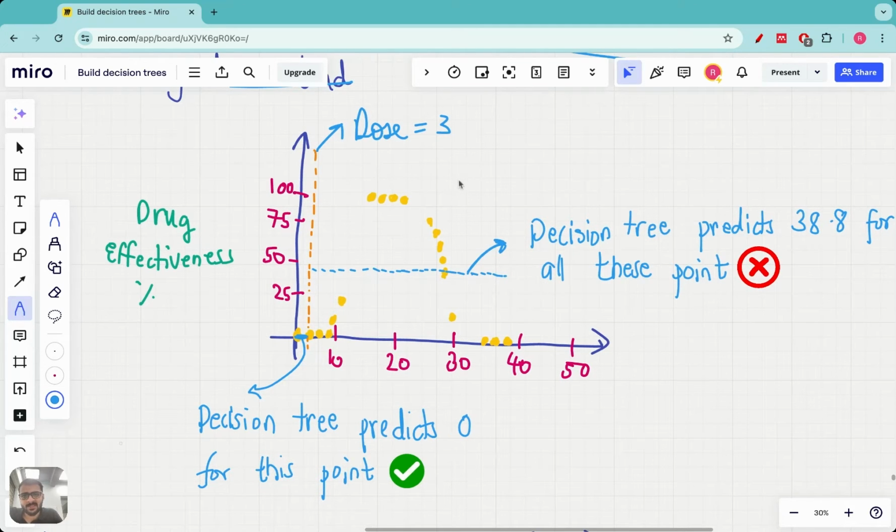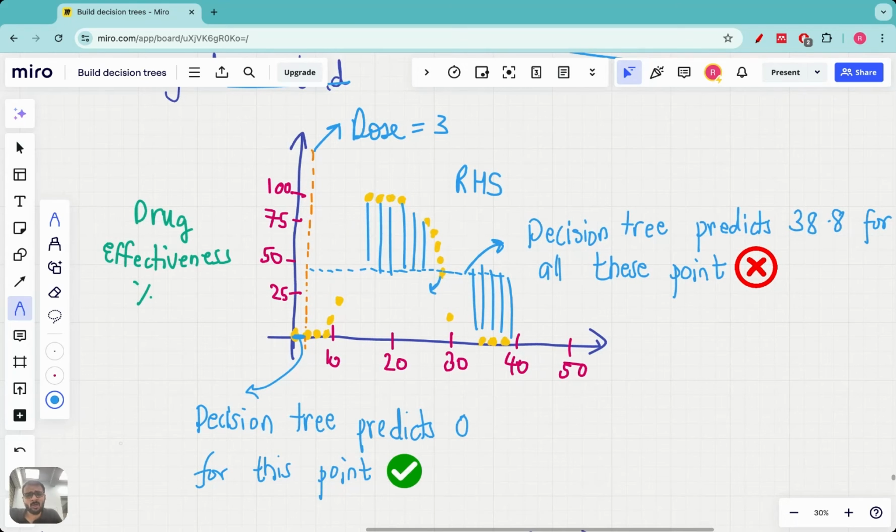Now take a look at the right hand side. I'm going to call this RHS, everything to the right of this orange line. Take a look at all these points. For all of these points, I'm saying that the true answer is this blue dotted line, which is 38.8. And visually you can see that it leads to so much error, because all of these points are diverging from 38.8. Maybe only this point has the correct value, but all of these points over here have a larger value than 38.8. All of these points here have a lower value than 38.8. So for all the points on the right hand side, this is definitely not the correct value.